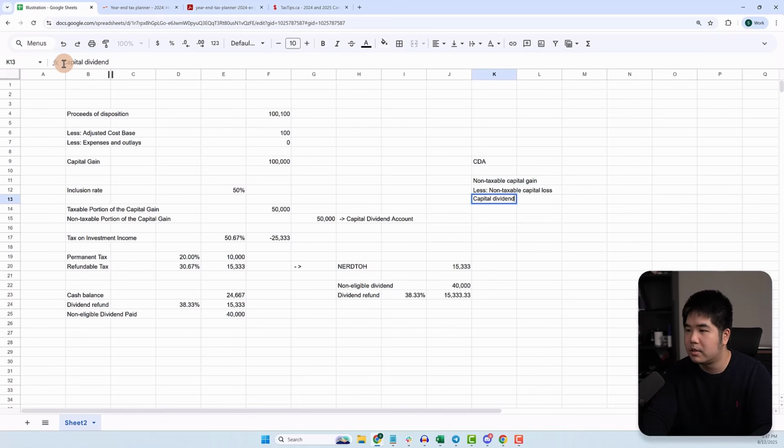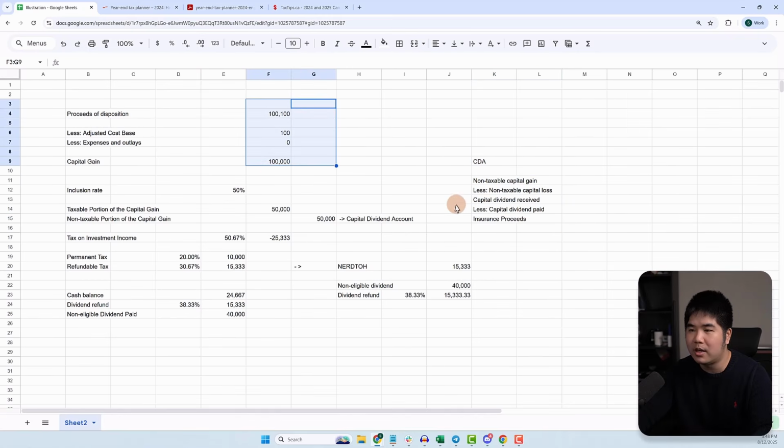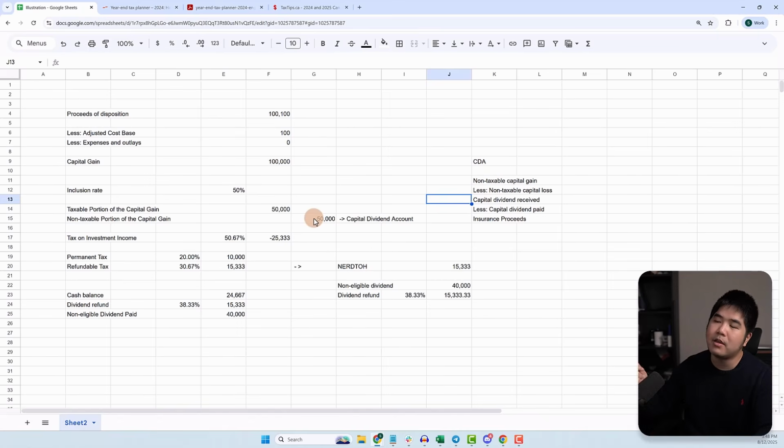Capital dividend received less capital dividend paid, insurance proceeds. Assuming that before this transaction the CDA balance was zero, and this is the only transaction in the year, this gain will increase our CDA balance by $50,000, which means we can pay $50,000 of capital dividend to a shareholder, and that dividend will not be subject to personal tax.